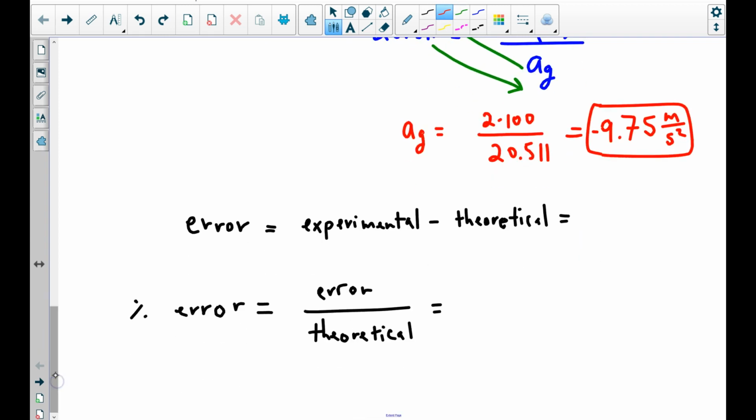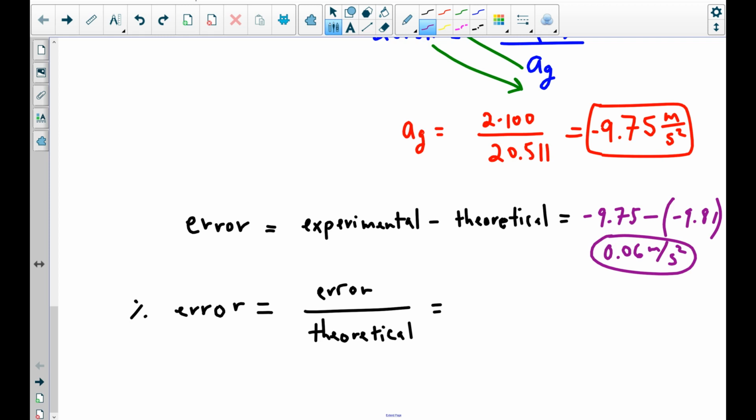The final 2 steps are to calculate the amount of error in our measurement, our value of AG, and then turn that error into a percentage. The error is just how far off you were. So it's the experimental value minus what you should have gotten, which was negative 9.81. And if I work this out, I'm going to get 0.06 meters per second squared. The error alone does have units. Make sure you include those in your answer.